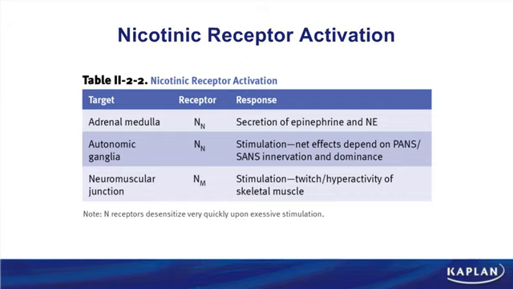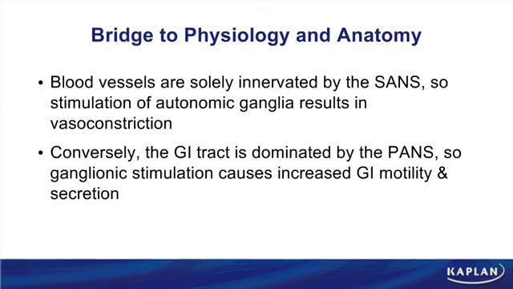This table looks at our nicotinic receptors. We've already discussed these receptors and where they're found. N sub N receptors are found at the ganglia and the adrenal medulla, and N sub M receptors are found at the neuromuscular junction. In the margin is a note, a bridge to physiology and anatomy, and what this note reminds us of is the innervation of various organs. In fact, remember this is the rule. Most organs in the body are what we call dually innervated. They're innervated by both parasympathetic and sympathetic pathways.